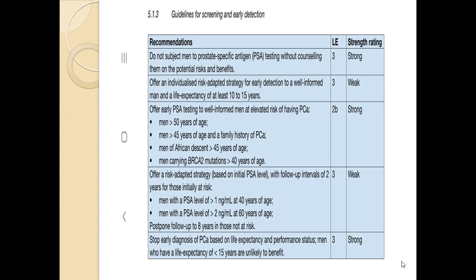Offer a risk-adaptive strategy based on the initial PSA level with follow-up at 2 years, 6 years, and 8 years. For men with a PSA of less than 1 nanogram per ml at 40 years of age, and men with a PSA of less than 2 nanogram per ml at 60 years of age, you can postpone the screening for 6 to 8 years.